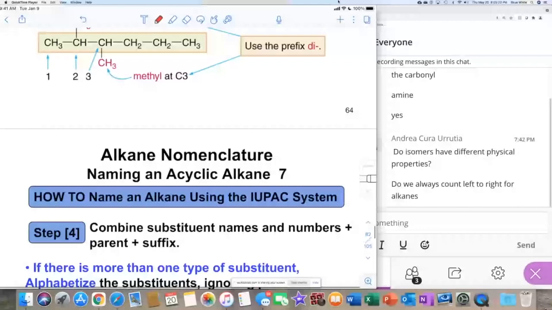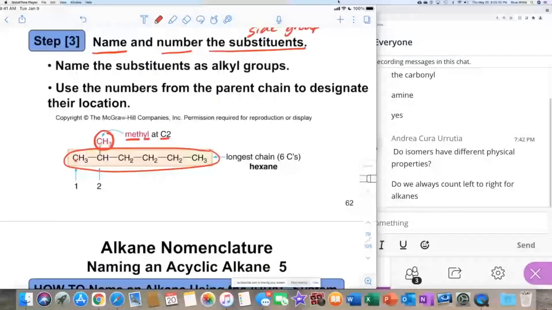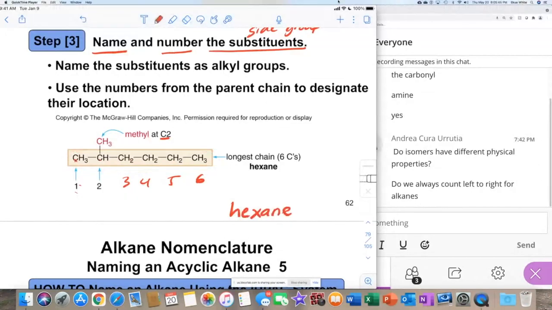Okay, so let me try before I get to what they're saying. Remember, the longest chain has 6 carbons: 1, 2, 3, 4, 5, 6. So for 6 carbons, we have the name hexane. The side group has 1 carbon, so it's called methyl. So I'm going to write here methyl. Longest chain, 6 carbons. Side chain has 1 carbon. But what carbon is it connected to? Carbon number 2. So you say here 2.